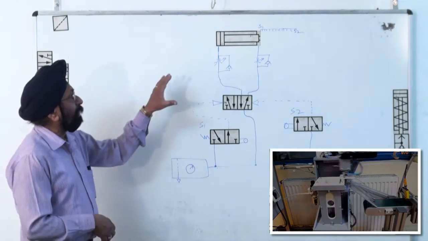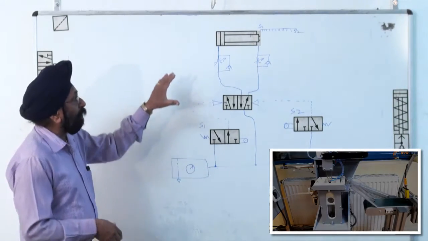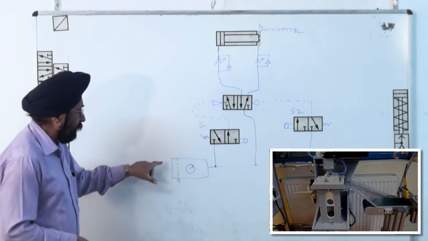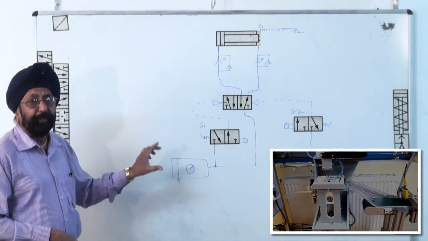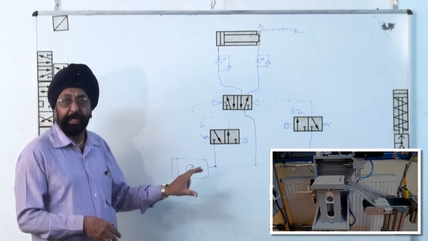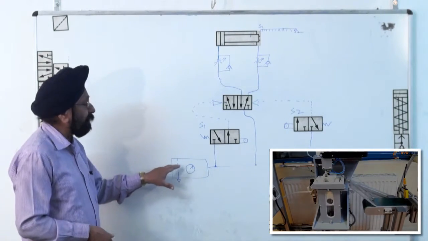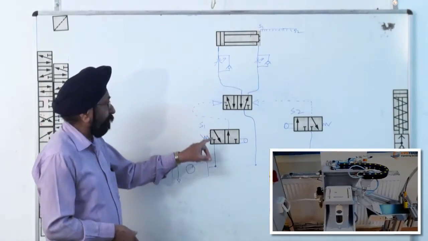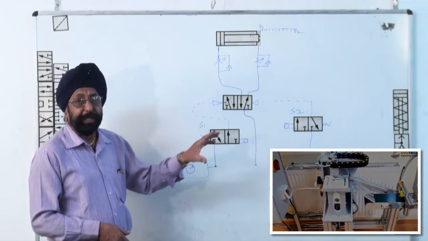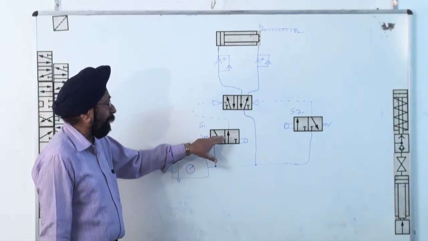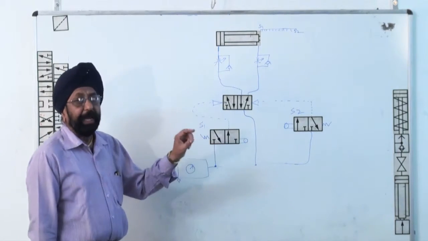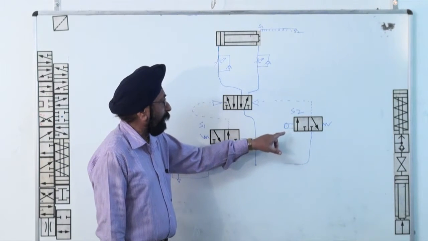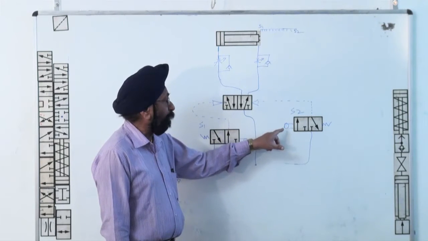One circuit we have made on this board, and this symbol is showing us a combined unit of air, and this is known as FRL. This FRL supplies air to different components of my circuit. So here we have a 3x2 valve which is operated with the help of a roller, and a second 3x2 valve, S2, is there, and it is also operated with the help of a roller.